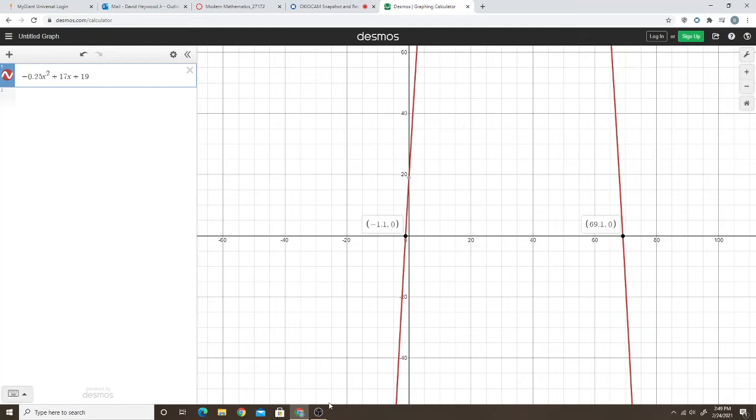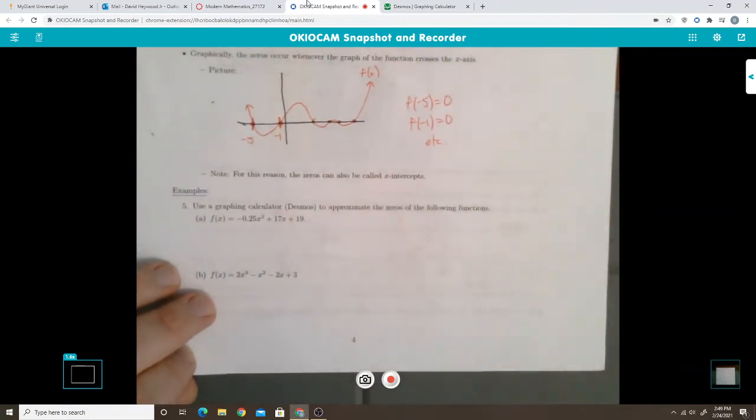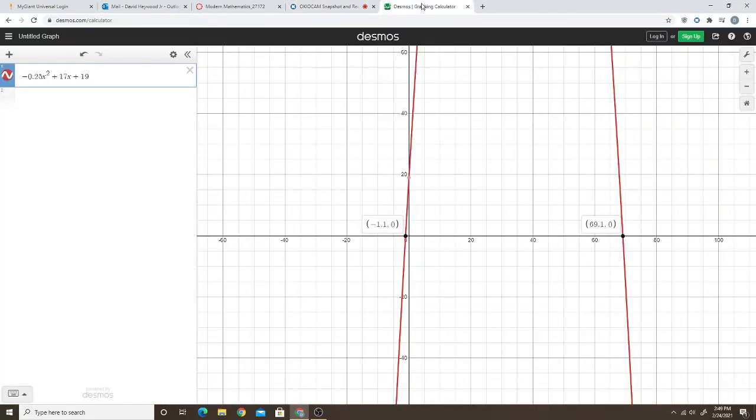Okay, and that's all there is really to using Desmos. So it says approximate the zeros. We would say, oh, I've already forgot them. Negative 1.1 and 69.1.